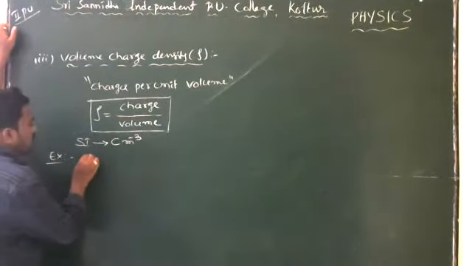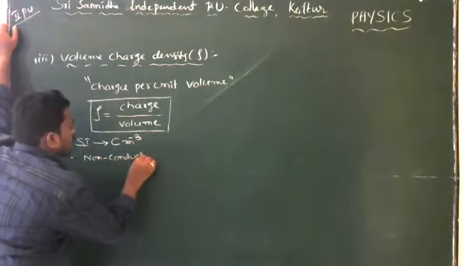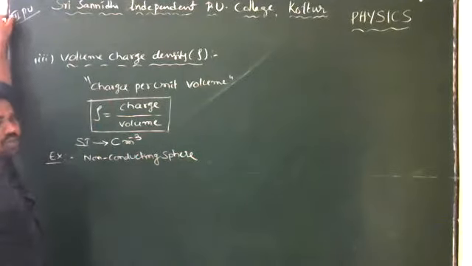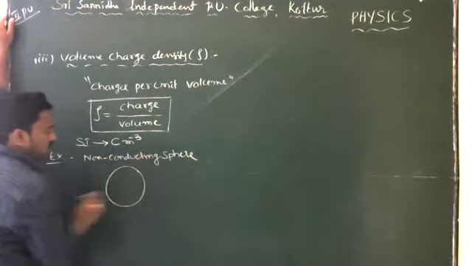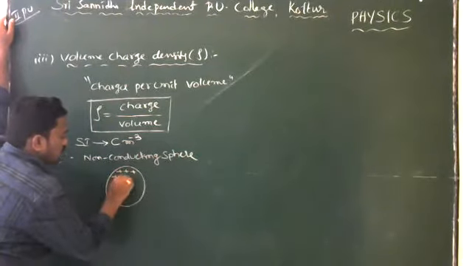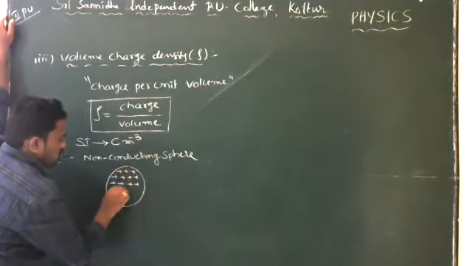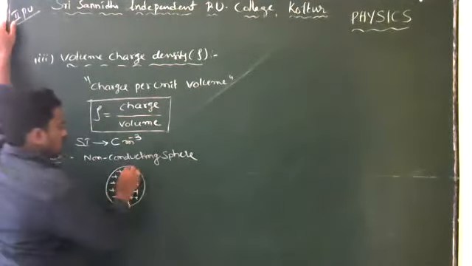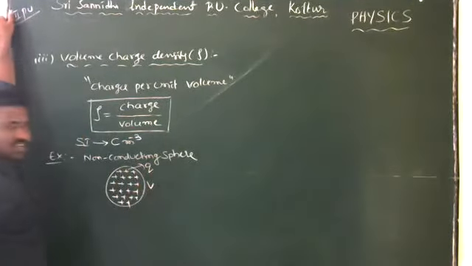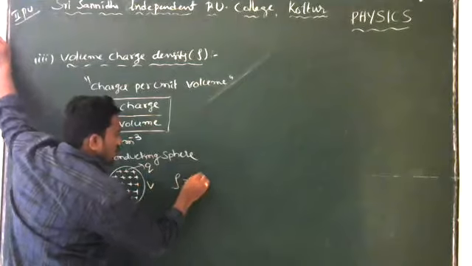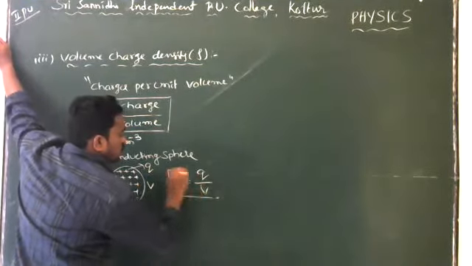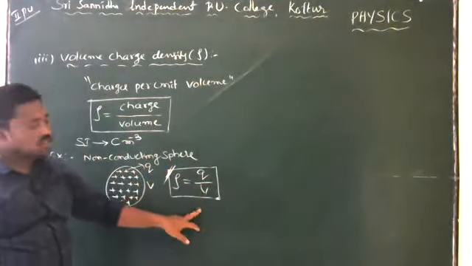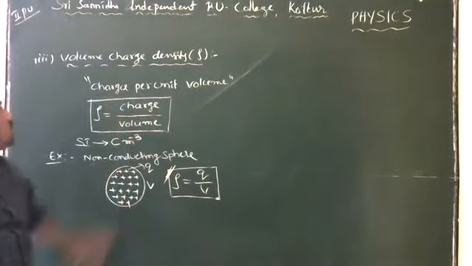Now if we take the example, non-conducting sphere. So this is the example for the volume charge density. Here if we take this sphere, like this, when a charge is distributed continuously, this is the example for the volume charge distribution. Here charge is Q. The volume of the sphere is V. Therefore, density rho is equal to charge divided by volume. So this is the volume charge density. Rho is equal to Q by V, charge per unit volume.